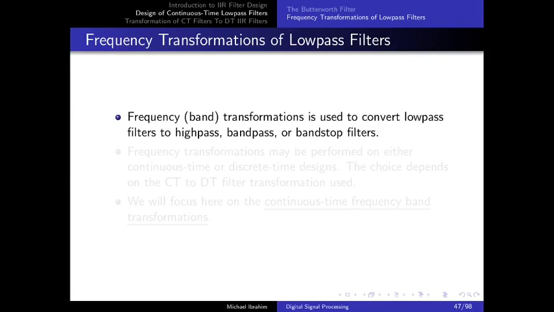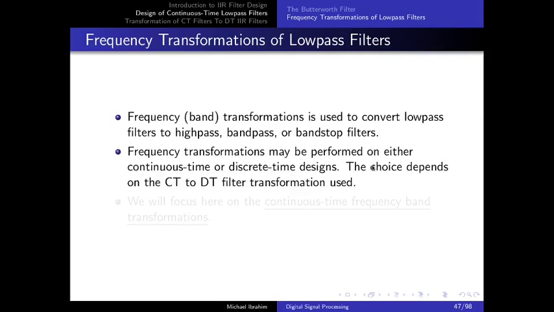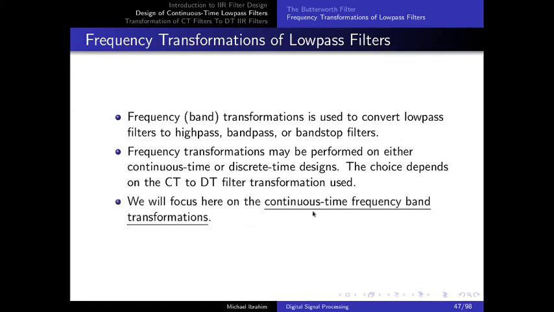Now we have designed a low-pass filter. Now we can use what's called frequency band transformation to convert these low-pass filters into high-pass or band-stop. This can be performed either on the continuous time filter or on the discrete time filter. But here we will learn about this transformation for the continuous time filter. We will focus on transforming low-pass to high-pass or band-stop in continuous time filters.